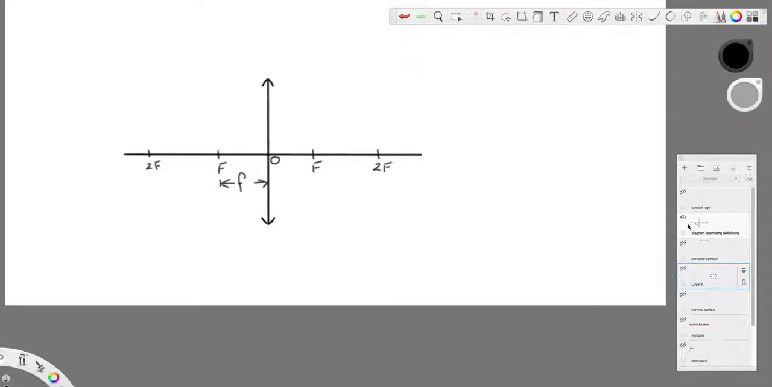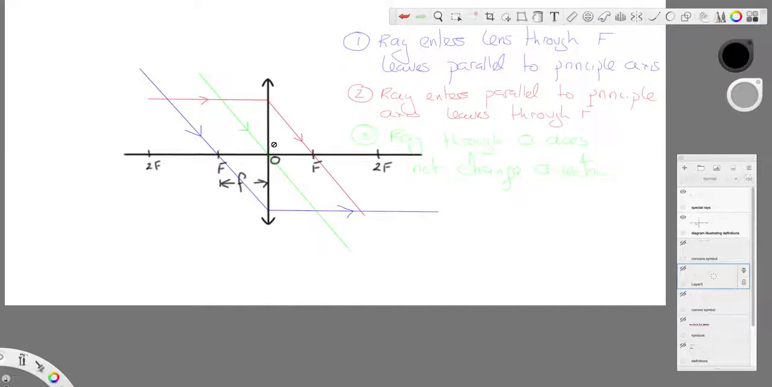we have some special rays that allow us to draw our ray diagrams, and we've already seen two of them. If a ray comes in through the principal focus, it will come out parallel to the principal axis. If the ray comes in parallel to the principal axis, it will come out through the focus. So if you like, these are kind of mirror images of each other. If it comes in through the focus, it comes out parallel. If it comes in parallel, it comes out through the principal focus.